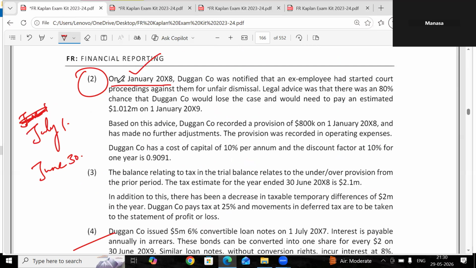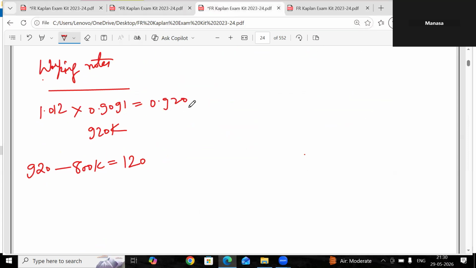On January 1st, Duggan company was notified that an employee had started court proceedings against them for unfair dismissal. They got clarity from their legal team that it is 80% likely that they will lose this and have to make the payments. So we calculated the present value of that liability or obligation, which we show as a provision, right? Yes or no?